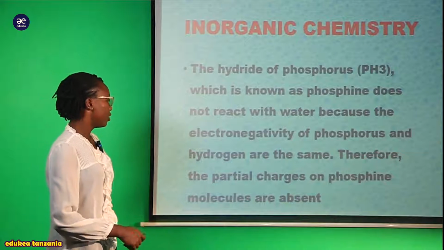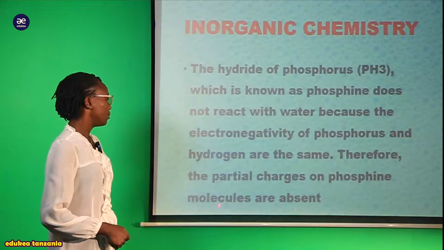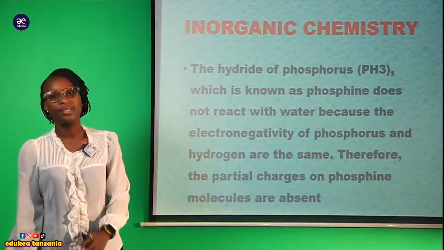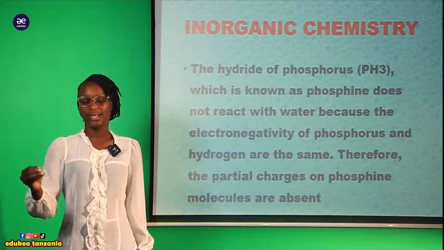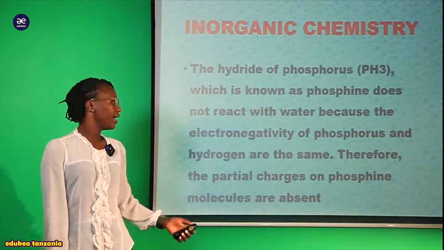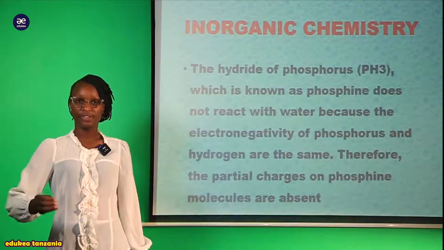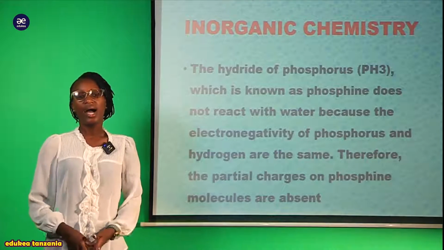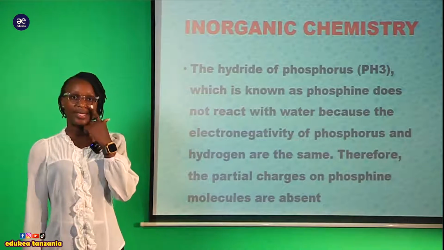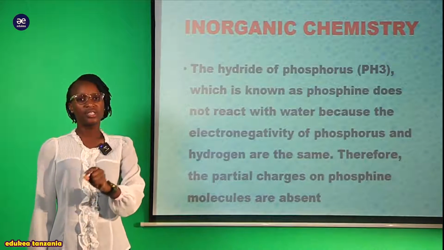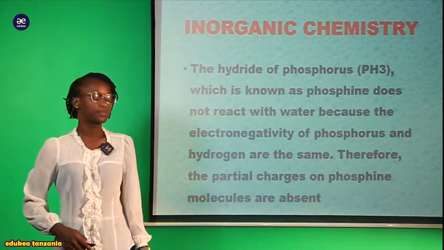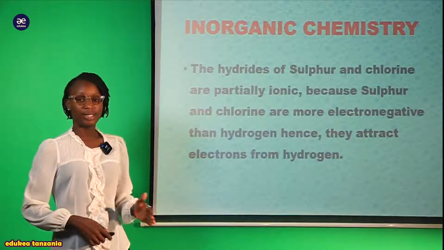So therefore the partial charges on the phosphine molecule are absent. Kwa hiyo zile partial charge hazipo kabisa kwa sababu there is equal electronegativity of both elements, the phosphorus and hydrogen. So therefore the partial charges in the phosphine or the phosphorus hydride will be absent. Kutakuwepo hamna kabisa hizo partial charges because their electronegativity are equal for the phosphorus but also for the hydrogen. So I hope that is clear for you.